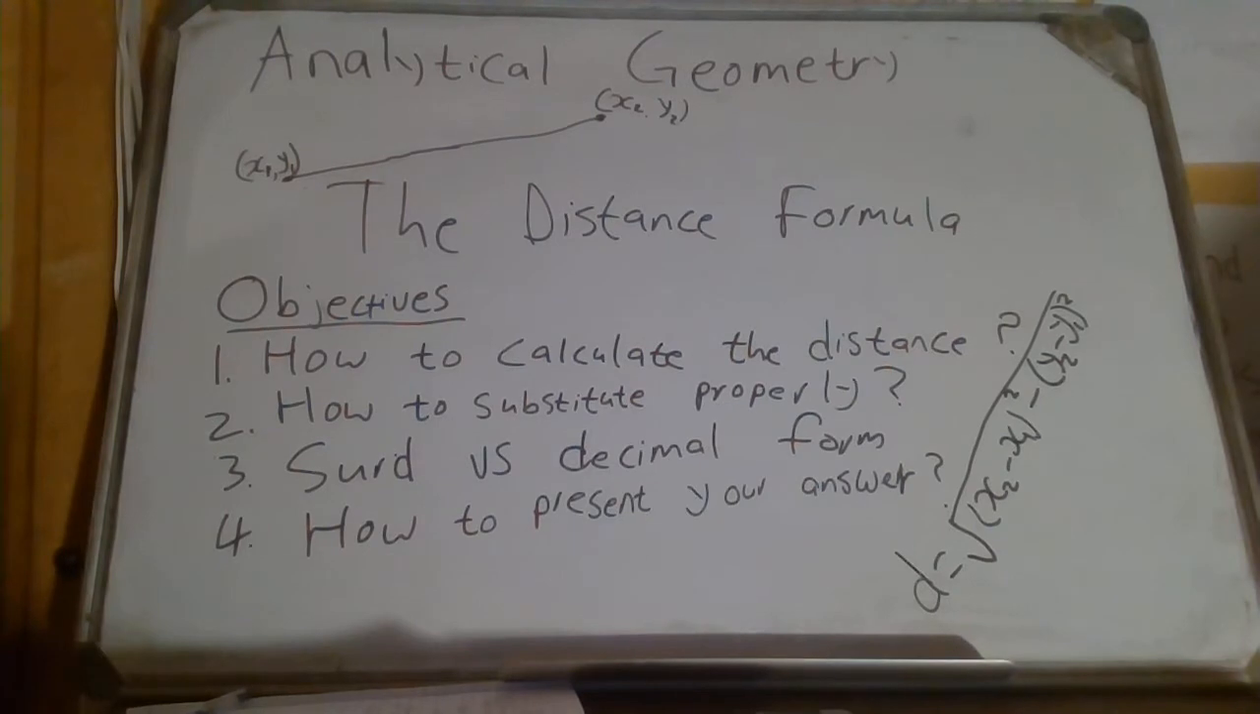Number 1, how to calculate the distance. If you are given points and you are given a line between those 2 points, how to calculate a distance from that point to the other point. That is number 1. And then number 2, while you are calculating this distance, one of the things you're going to come across is how to substitute properly. Some of you struggle a lot to substitute correctly, and as a result, you lose a lot of marks. And then thirdly, you will deal with set forms and decimal forms, but we will explain those things in detail when we get to them.